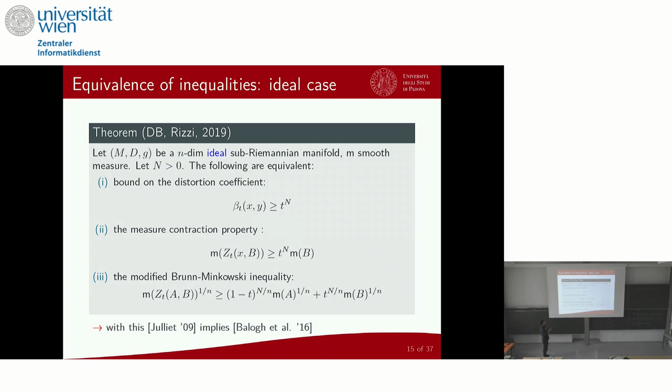Okay, so using this theorem from the result of Jouet, you immediately can get the Balog one, say. What is behind this equivalence? Behind this equivalence is the fact that ideal sub-Riemannian manifold, so I will not focus here on this definition, but say is a sort of generic case. For instance, if you think to sub-Riemannian structure on contact manifold, they are all ideal.